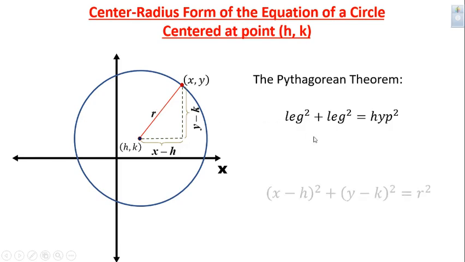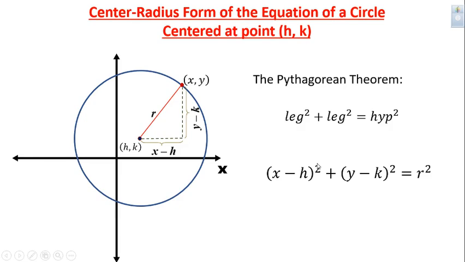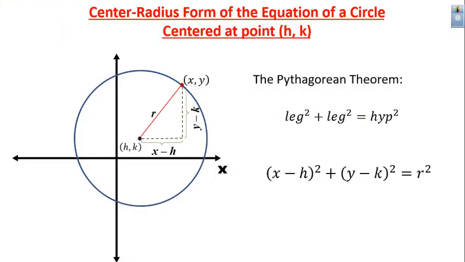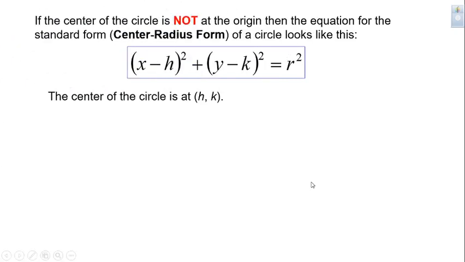So the equation now becomes (x minus h) squared plus (y minus k) squared equals r squared. And that is the equation of a circle whose center is at a point (h, k). I'd like to point out that if (h, k) is (0, 0), the origin, the equation goes right back to the original x squared plus y squared equals r squared. So let's take a quick look at this example here.